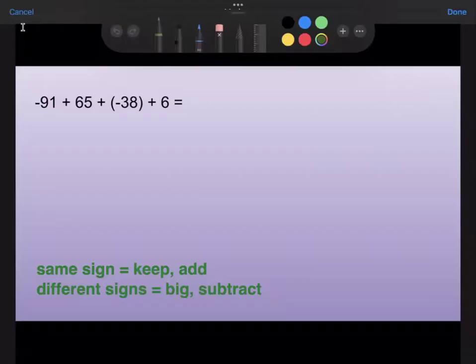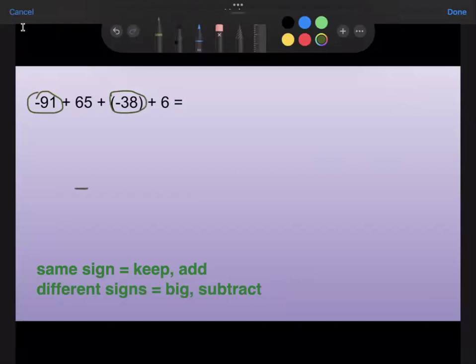Okay, here is our next one. This one has some bigger numbers: -91 plus 65 plus -38 plus 6. So I'm going to go ahead and do the same thing I've been doing, which is grouping together the numbers. Since 91 is negative and 38 is negative, I know that I can use my same sign rules there and get a negative answer.